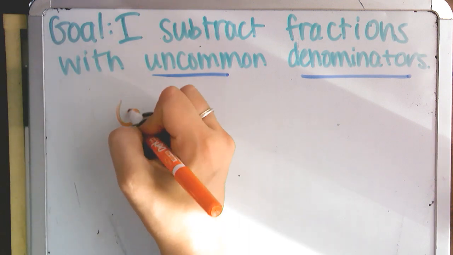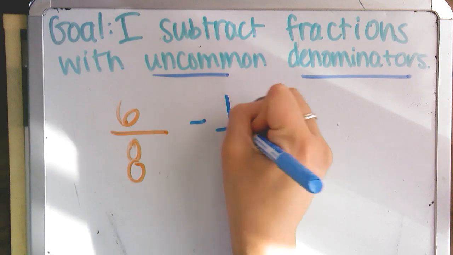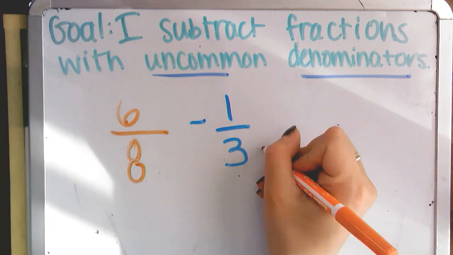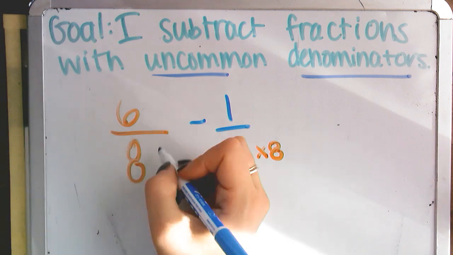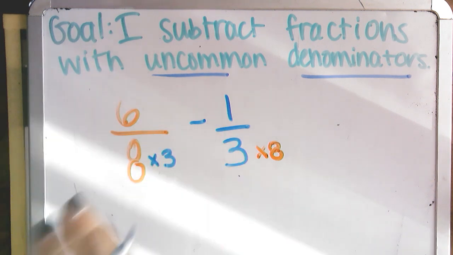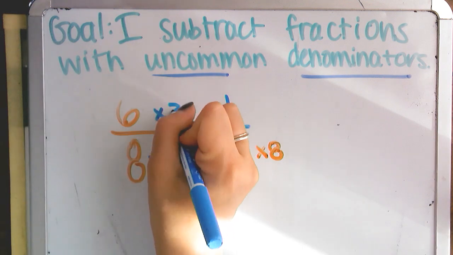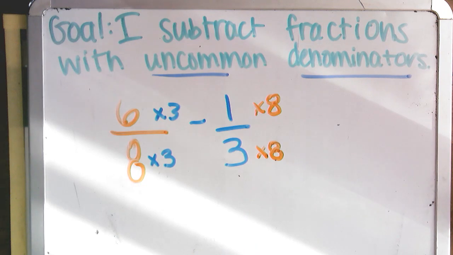Let's do another one. 6/8 minus 1/3. So using what I know, I need to multiply this one times 8 because that's that denominator. And I need to multiply this fraction times 3. Now, whatever you do to the bottom, you must also do to the top. Now I can convert them.